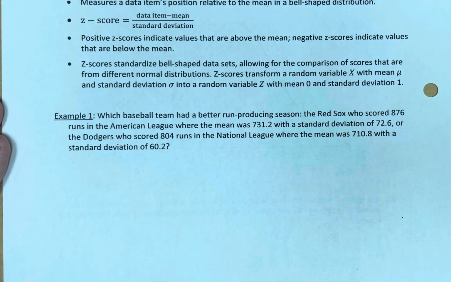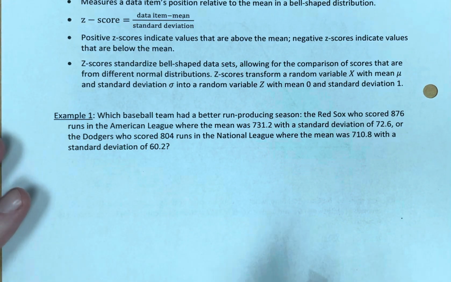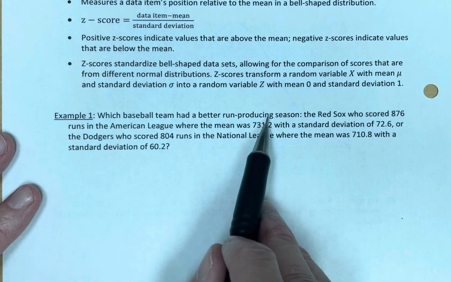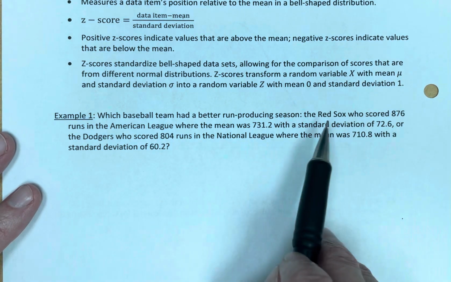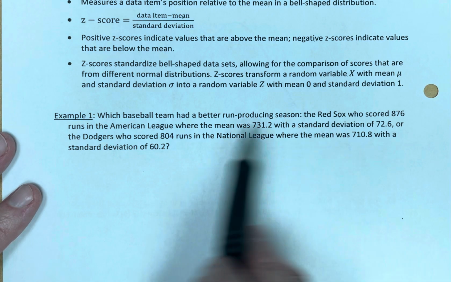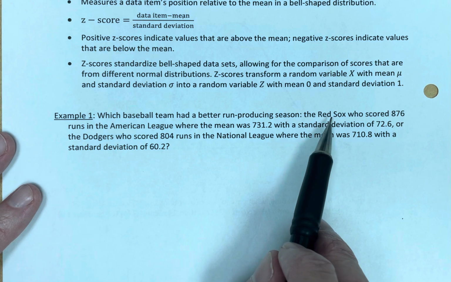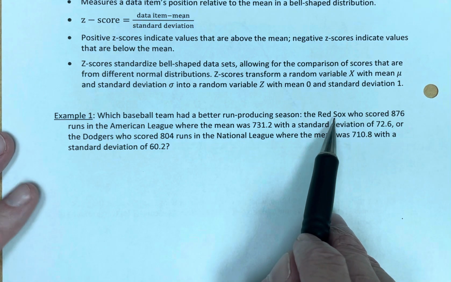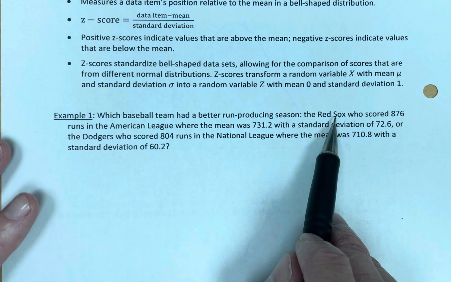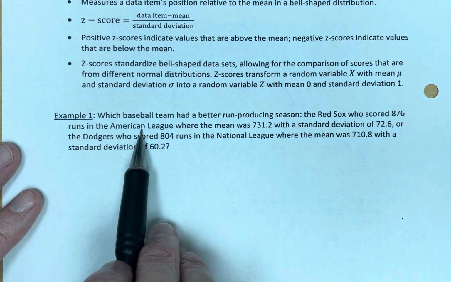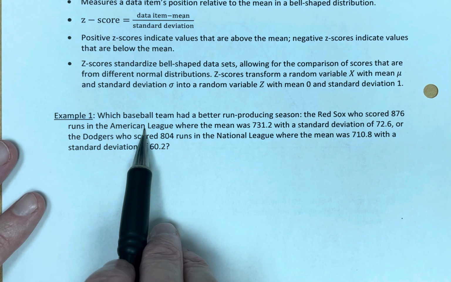Let me keep that z-score formula in view for you. Which baseball team had a better run-producing season? The Red Sox or the Dodgers? Now, as some of you may know, if you're not a baseball fan, I'm not really a baseball fan, but I know this. The Red Sox are in the American League, in which the pitcher does not bat. Pitchers are generally not good hitters. And so removing the pitcher from the lineup means you're going to probably have more runs scored.